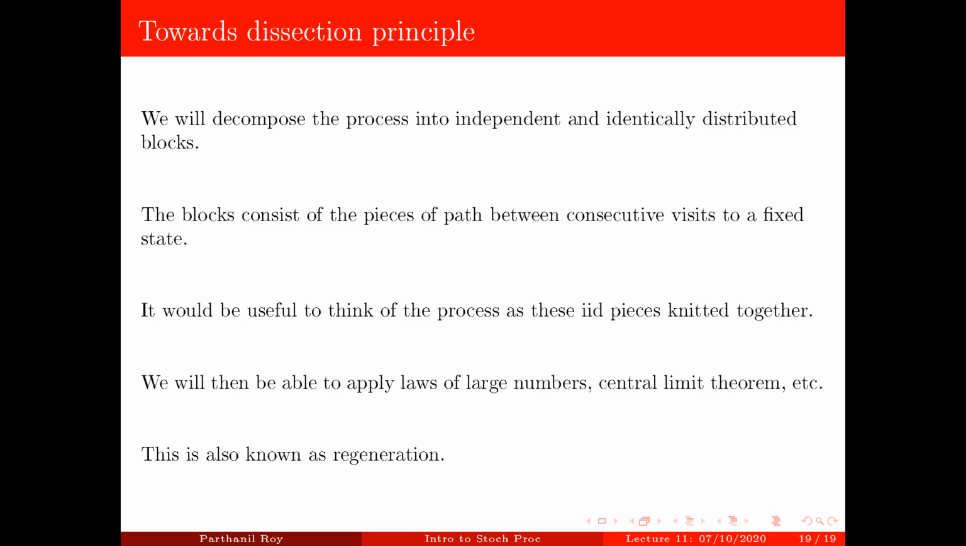This also has another name. It's called regeneration. So the Markov chain, whenever it starts, comes back to that point, and then it sort of regenerates. Whatever is going to happen in the future is going to be independent of whatever has happened so far. And this is pure Markov property, as you can see. So we'll formalize it next time, and I'll tell you what exactly I mean by the dissection principle. Let me stop here.